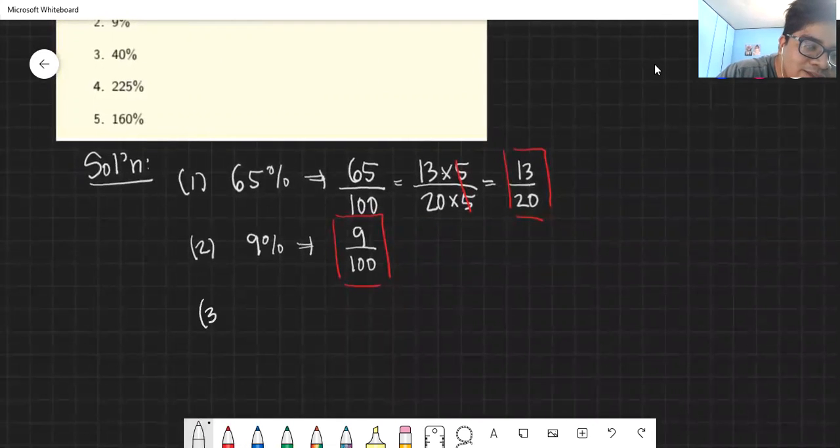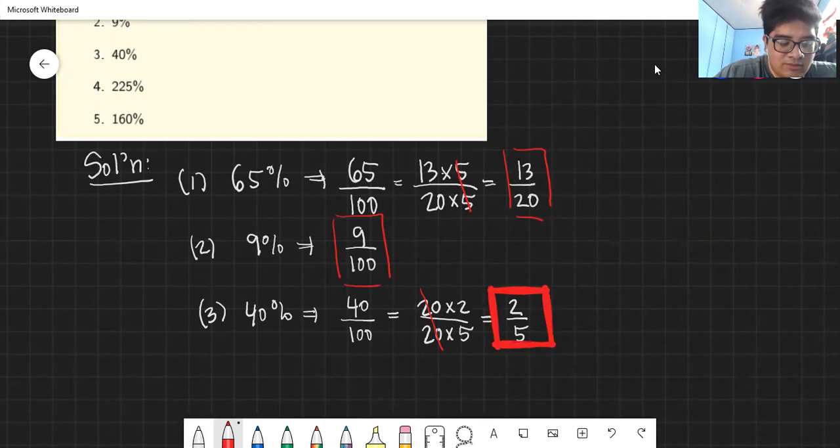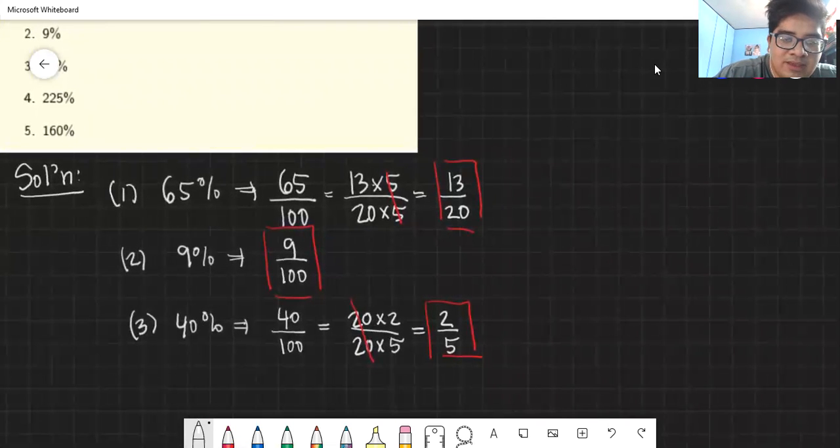The third example is 40%. 40% can be written as 40 all over 100. And 40 can be written as 20 multiplied by 2, and 100 can be expressed as 20 multiplied by 5. And the 20s will cancel out. This will leave us 2 over 5. Diba? Or 2/5. Basically. So, yun. Meron na tayong third example. So, we have 2 more, diba? Dalawa na lang, basically.